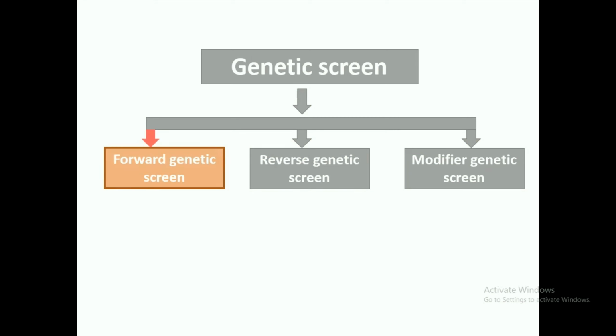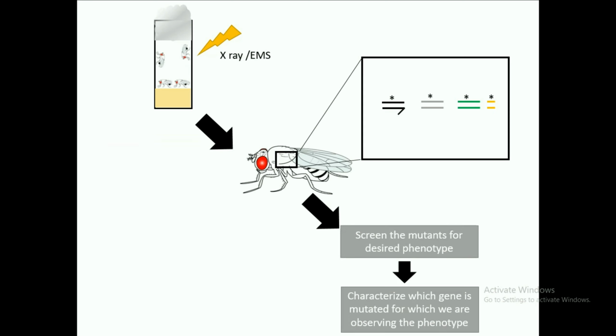In the forward genetic screen, what we do is we know a particular phenotype or a process and we do random mutations and see in random mutant lines where the process is perturbed or not. Then we go back and check which gene is mutated. So this is the overview of a forward genetic screen.